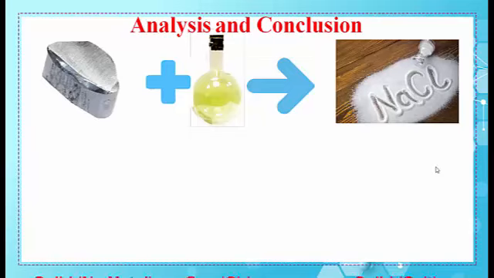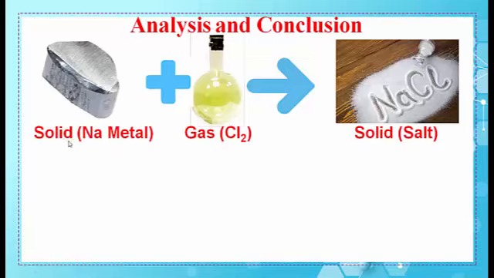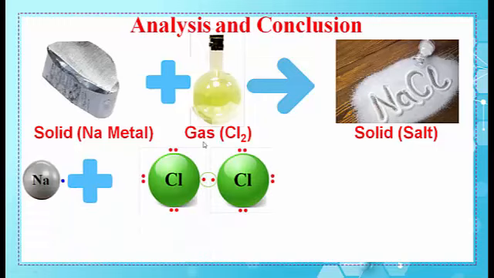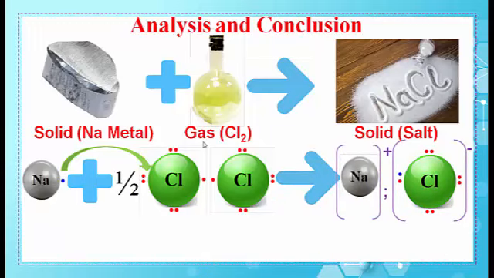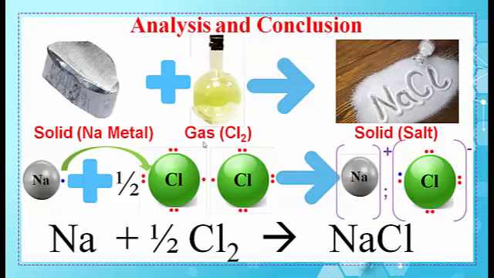Here a reaction takes place between sodium, which is a metal in the solid state, and chlorine, which is a gas, to give sodium chloride salt. Also, the reaction is between Na and Cl. The bond breaks between the two Cl atoms, and Na loses one electron, which is gained by chlorine, to give NaCl, which is Na+ and Cl-, and we put a half here in order to balance the equation. Then the equation of the reaction will be Na plus half Cl2 gives NaCl.